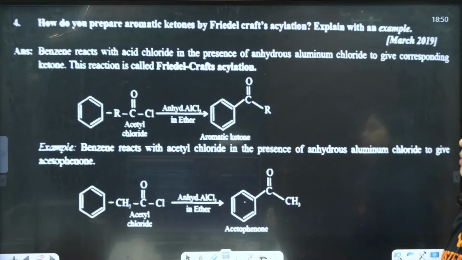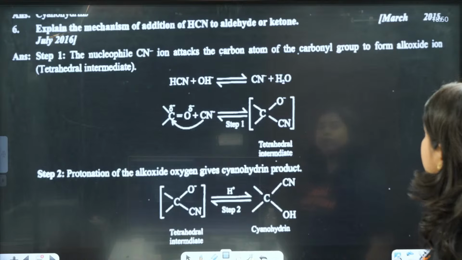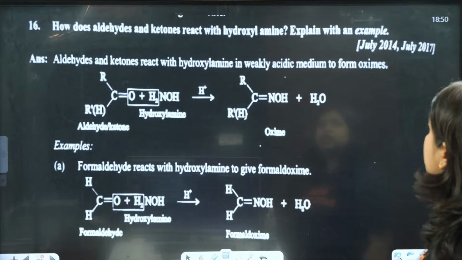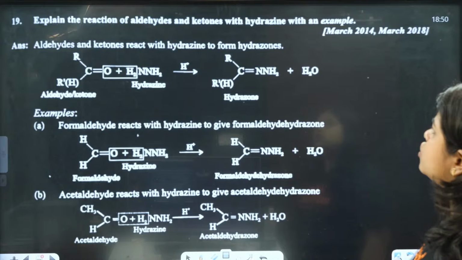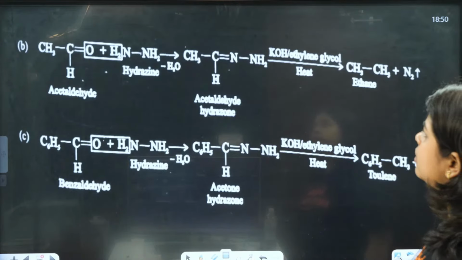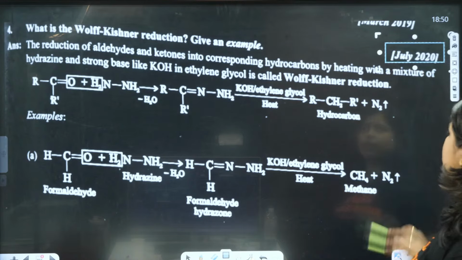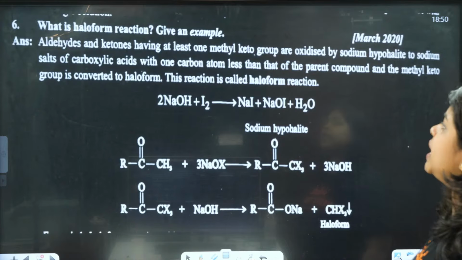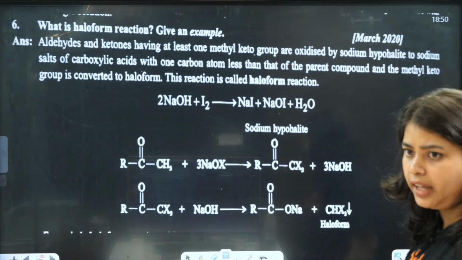Then aromatic ketone. Explain the mechanism of addition of HCN to an aldehyde or ketone. And how do aldehydes and ketones react with hydroxylamine? This is also repeated. Acetone reacts, this is also done. Here also, an aldehyde and a ketone with hydrazine, with an example. Then they ask about reduction, which was asked in July 2020. Haloform reaction is also asked, and this was asked in March 2020.